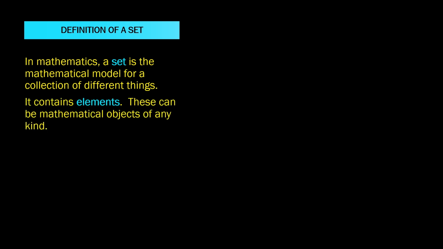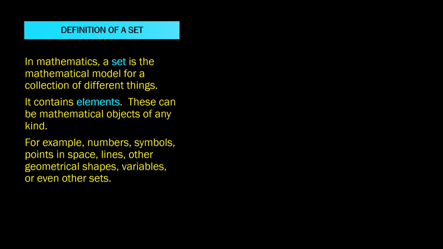We're going to begin with the definition of a set. In mathematics, a set is the mathematical model for a collection of different things. It contains elements. These can be mathematical objects of any kind. For example, numbers, symbols, points in space, lines, other geometrical shapes, variables, or even other sets.